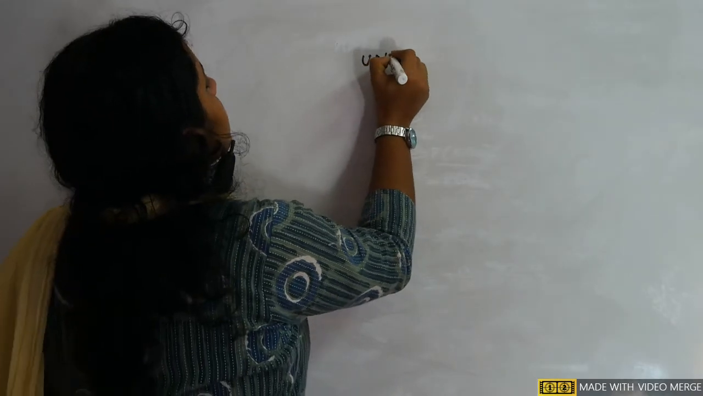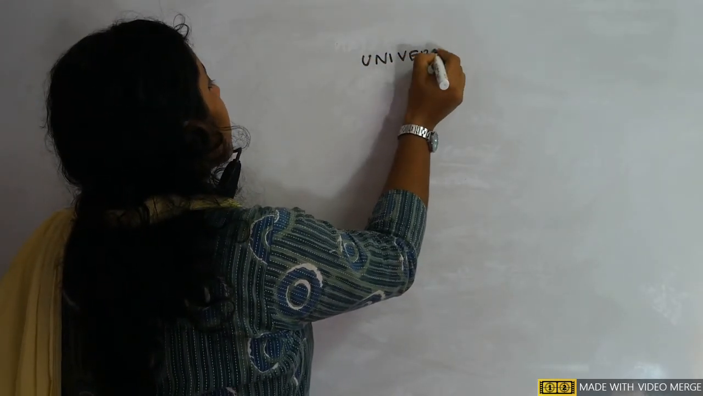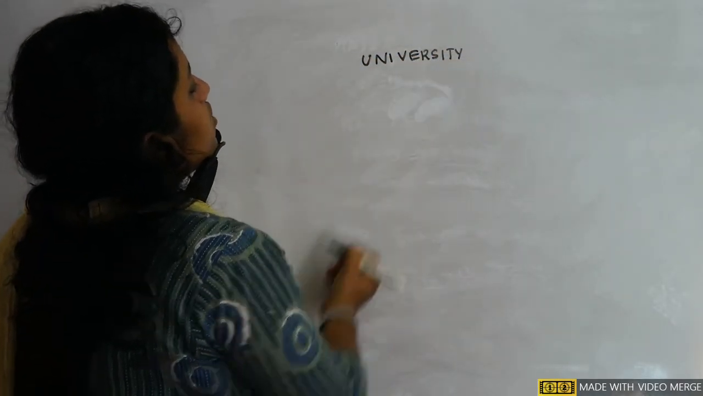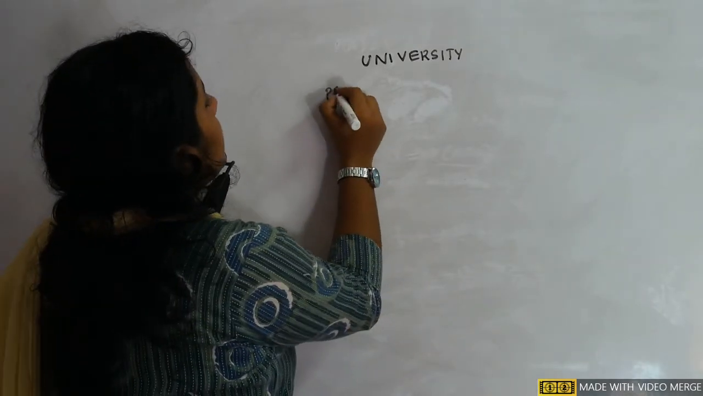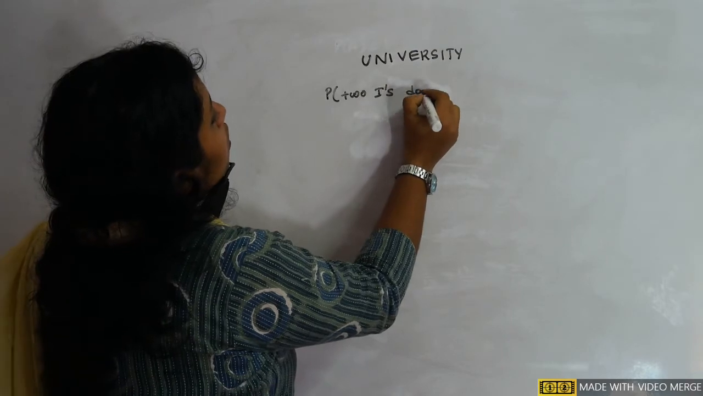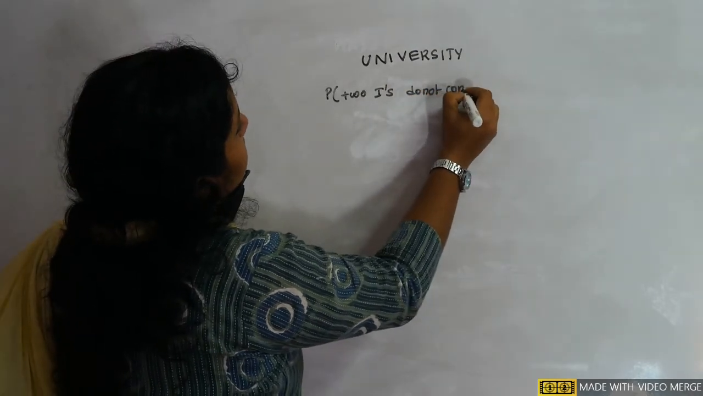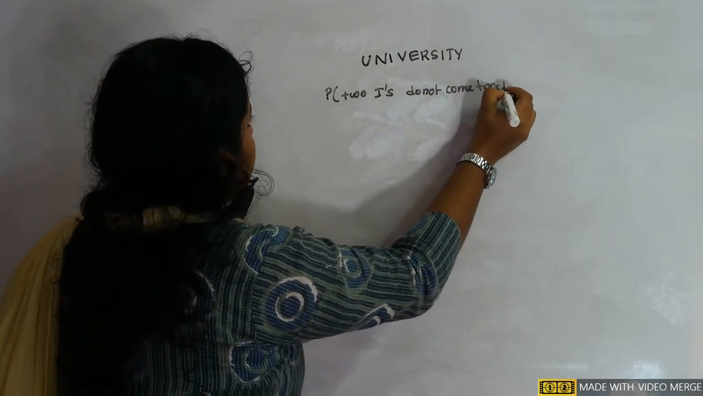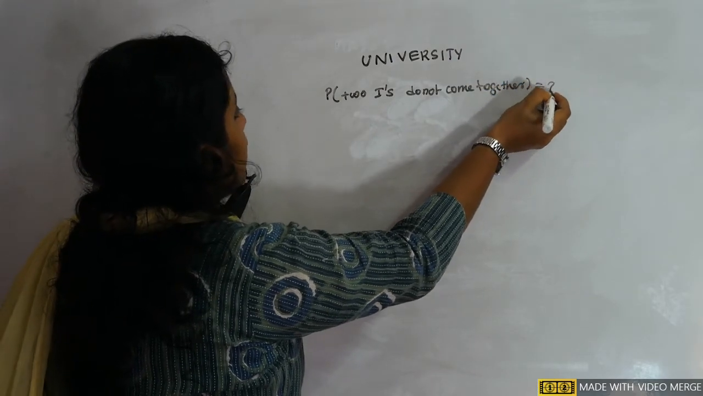Question. In a random arrangement of the letters of the word UNIVERSITY, what is the probability that the two I's do not come together? So what is the word? The word is UNIVERSITY. The two I's do not come together. What do you need to find? The probability that the two I's do not come together. So this is what we need to find.